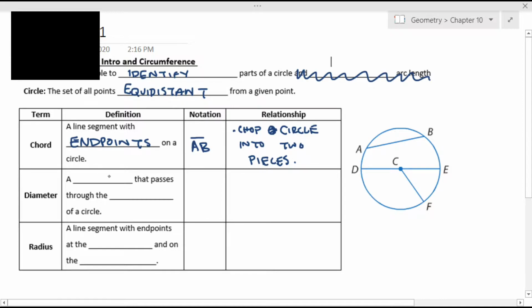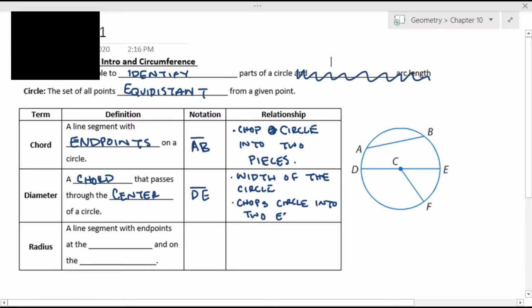A diameter is a chord, so it has endpoints on the circle, and it passes through the center of the circle. So DE would be a diameter. It's the width of the circle, and it chops the circle into two equal parts.